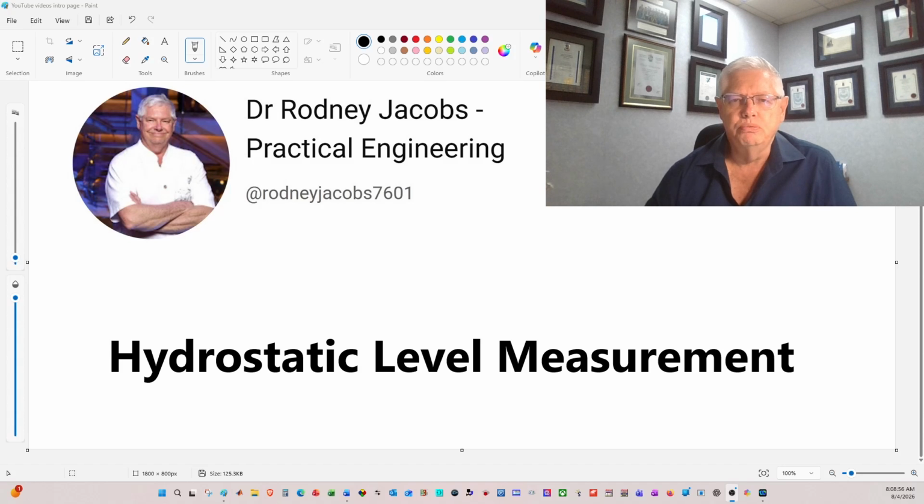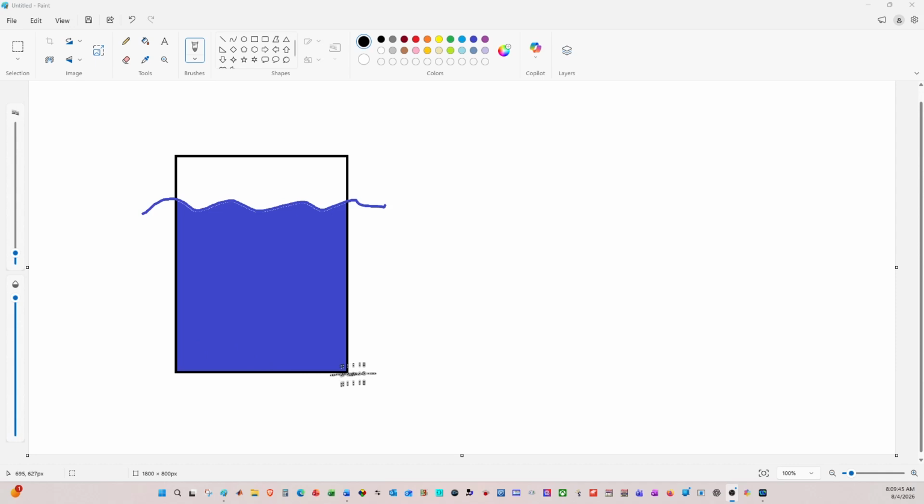I'd like to spend a few minutes dealing with the measurement of level by means of pressure. This would be known as hydrostatic level measurement. The idea is that if you were to have a pressure transmitter connected to a tank, that tank can be filled up with a liquid, and that liquid is going to have a downward force, which means that we're going to measure different pressures at different points, or for different levels we can measure different pressures, and that means that we can determine the level itself.